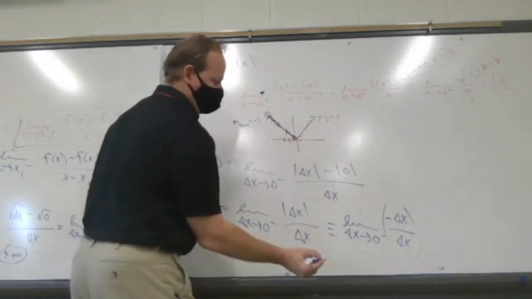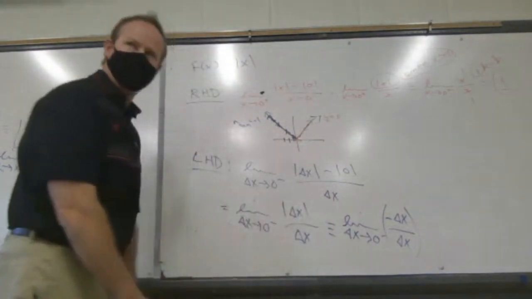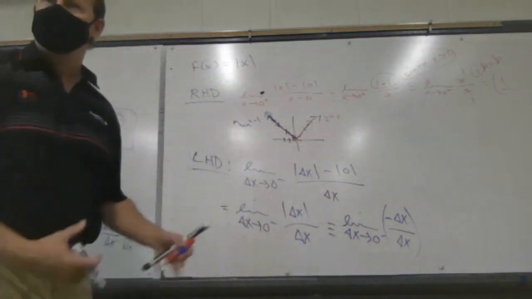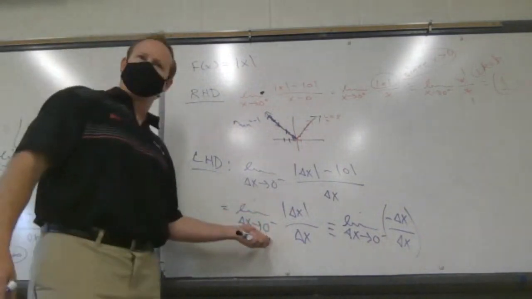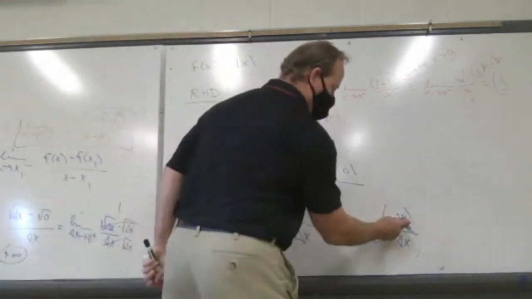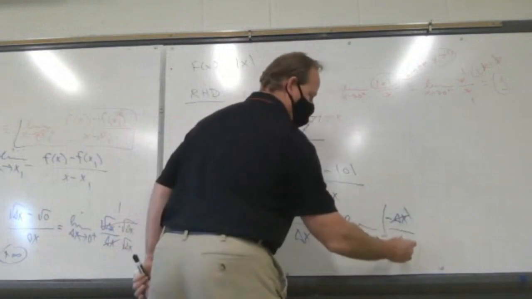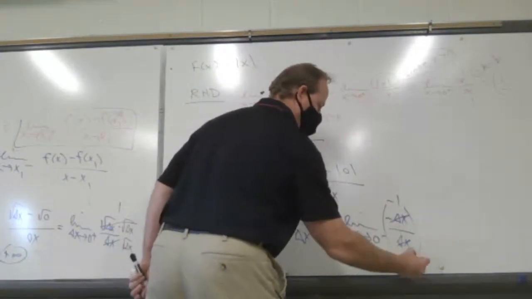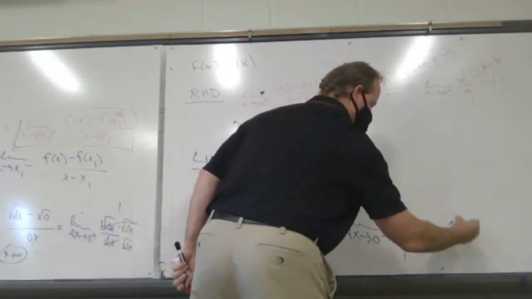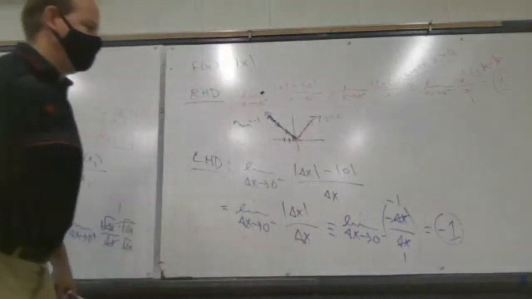Why? Since delta x is less than 0. It's a tiny negative number because I'm approaching 0 from the left. Okay. So this is without the absolute values, and of course that's going to cancel out to what? -1 over 1. The limit of the constant is the constant, so that's -1.